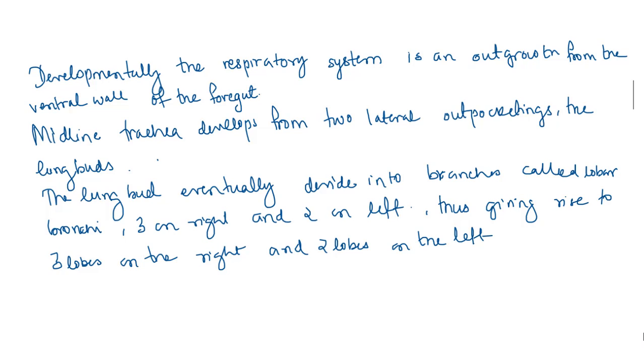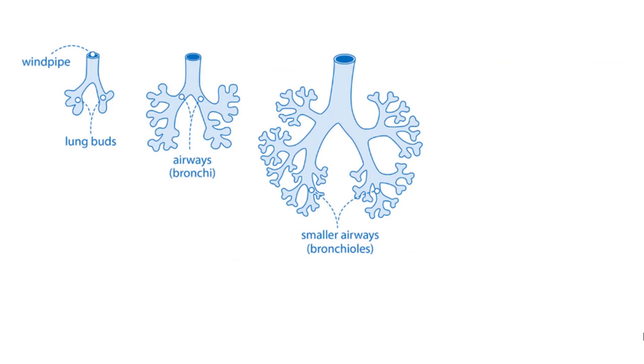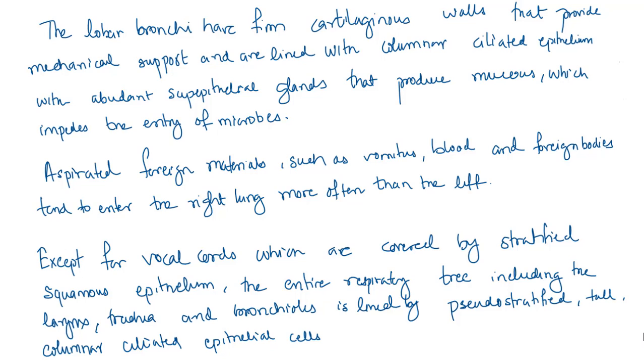three on the right and two on the left, thus giving rise to 3 lobes on the right and 2 lobes on the left. The lobar bronchi have firm cartilaginous walls that provide mechanical support and are lined with columnar ciliated epithelium with abundant superepithelial glands that produce mucus, which impedes the entry of microbes.